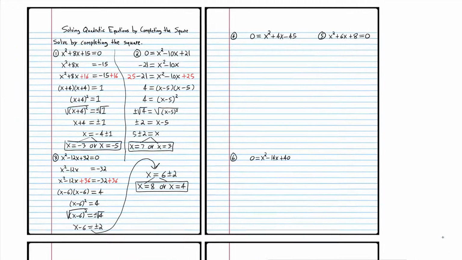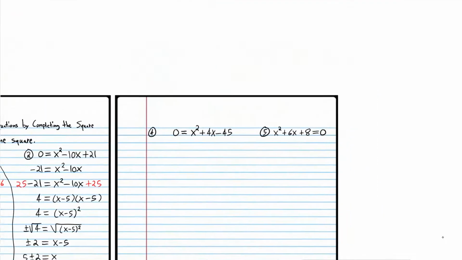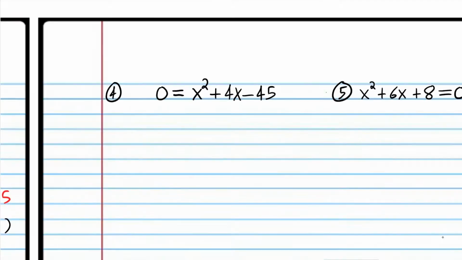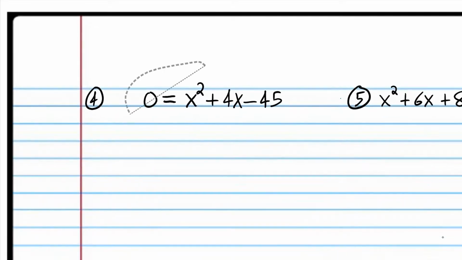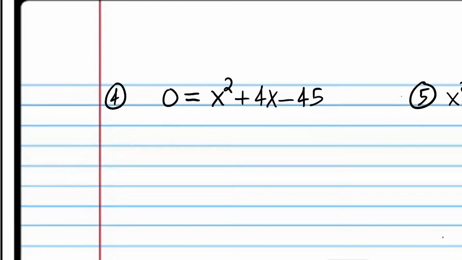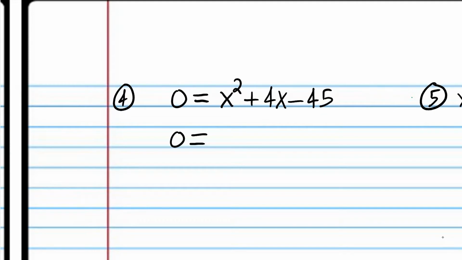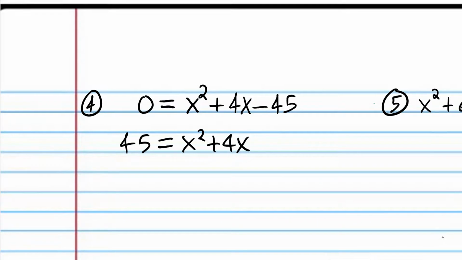Okay, so we're going to try one more of these problems. And remember, repetition is extremely important, so we need to do a lot of these problems so you get the hang of this. We're going to go ahead and add 45 to both sides. Remember, you always take the number that doesn't have an x and you move it to the other side. So now we're going to rewrite, and we're going to complete the square.